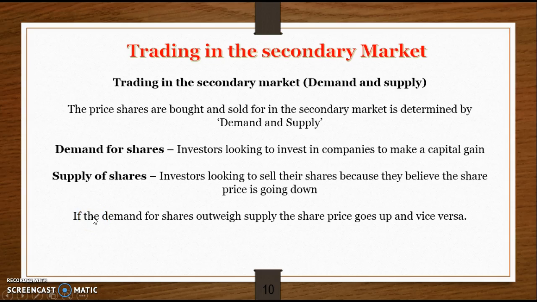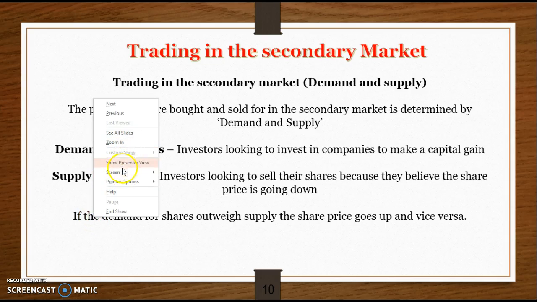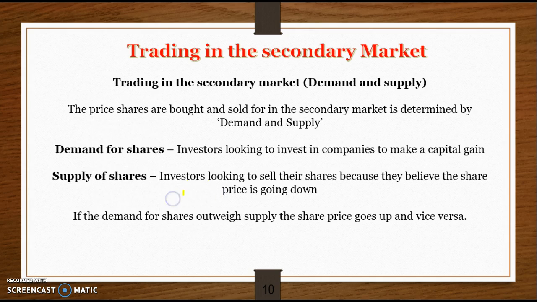Okay, so following on from the last video, when we're looking at the secondary market, basically trading in the secondary market is determined by demand and supply for shares. So when we're looking at the demand for shares, we're talking about investors that think, all right, this company is going to make a profit, the share price is going to go up, and they're looking to make a capital gain. So a capital gain is made when you sell your shares at a higher price than what you bought them at.